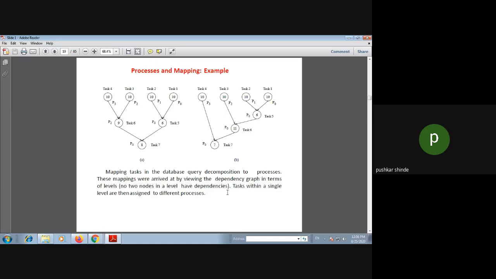So speaking about processes and mapping example, this is the database query decomposition, basically the dependency graph. This is the task dependency graph of the database query. We had seen two methods of the database query which we were executing, and then the task dependency graph for that.